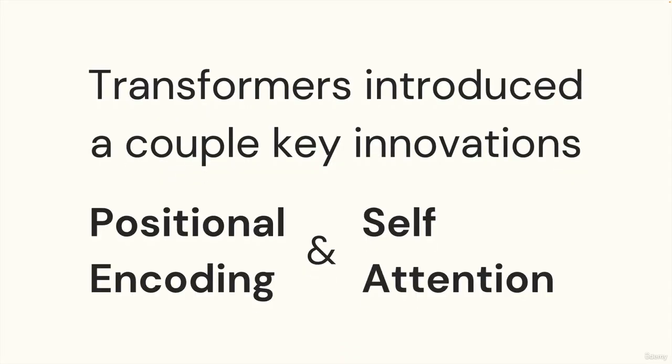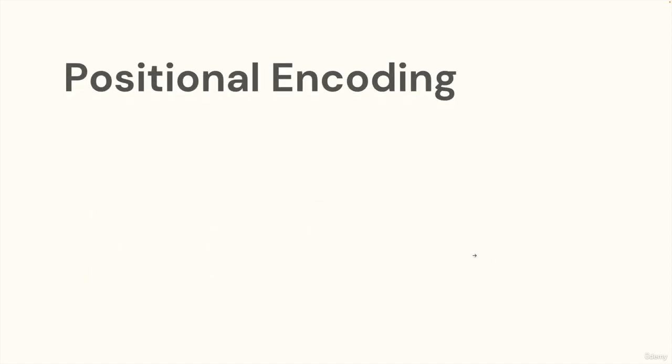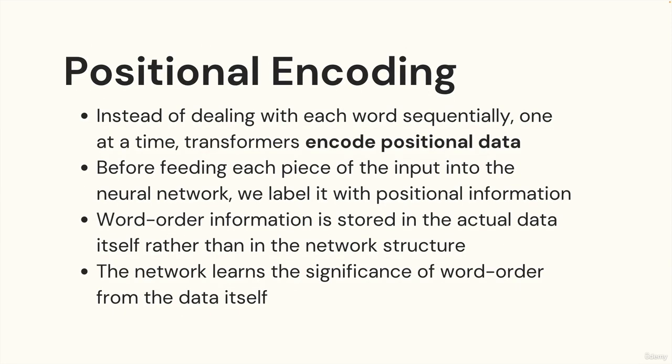So there's really two key innovations that were introduced to make the transformer work. We have something called positional encoding and then something called self-attention. Now, positional encoding has to do with how each word or each piece of the input, we'll learn about tokens in a little bit, how each piece of an input is handled. Instead of dealing with each word sequentially, one at a time, from the beginning to the end of a sentence, for example, transformers instead encode positional data. They basically will take the positional information of each piece of the input and pass that through into the neural network. Here's a very simplified diagram of this.